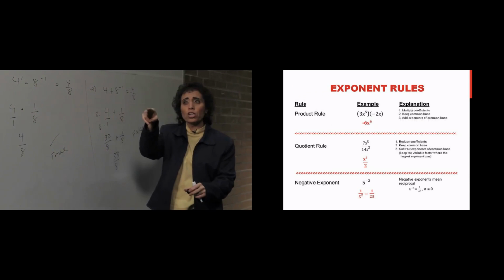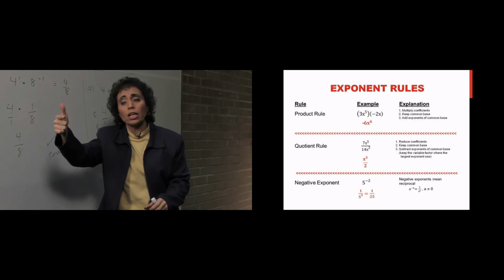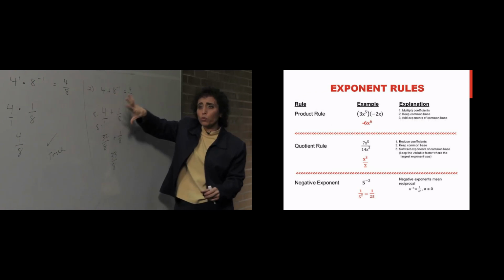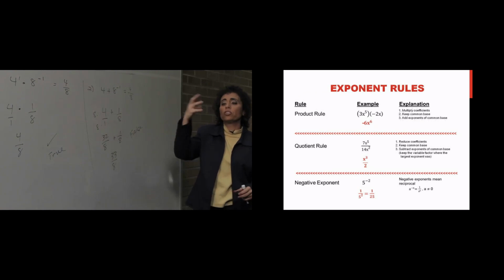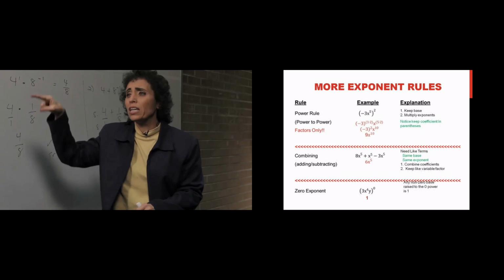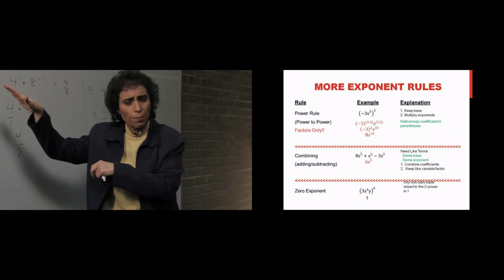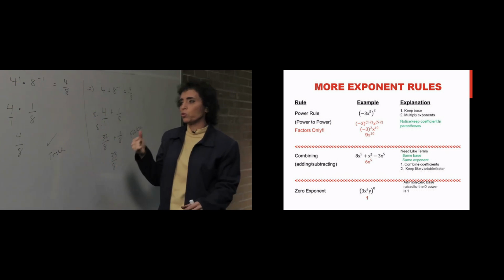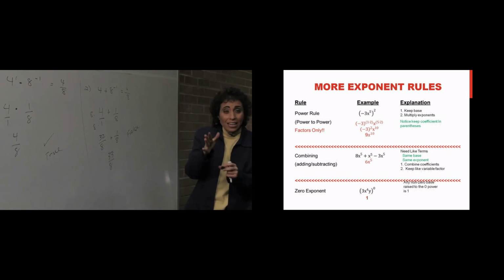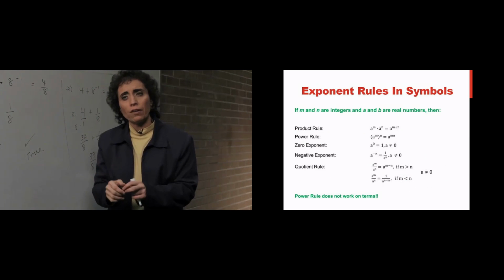You have exponent rules that give you the product rule, which we did in the last lesson, the quotient rule, which we did in the last lesson, the negative exponent rule, which we just did. Then if you go to the slide after that, more exponent rules. It gives you the power rule we did in this lesson, the combining, which we've done in the past, and the zero exponent rule, which we did in the last lesson. And then, in the next slide after that, there's all the rules and symbols if you'd rather have symbols.